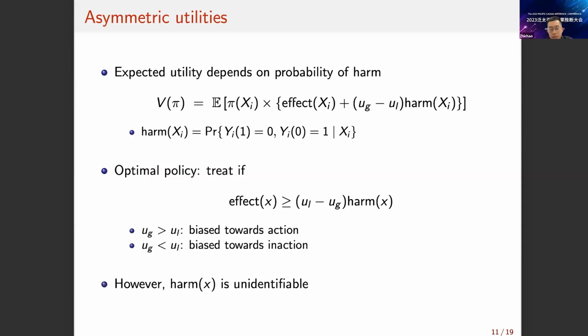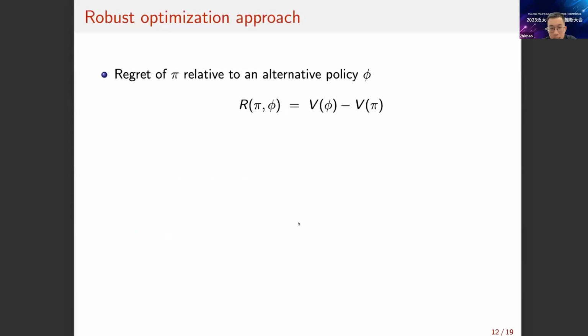But this harm x function is not identifiable because it involves the joint potential outcomes. So even if we can write the optimal policy as a function of harm x, we cannot estimate it from the observed data. The issue here is that with the new utility function, the expected utility is not identifiable. To deal with this issue, we use the robust optimization approach.